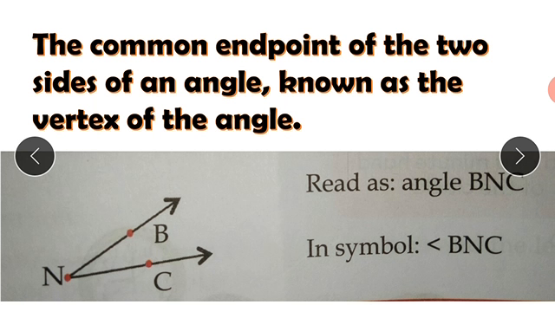The common endpoint of the two sides of an angle is known as the vertex of the angle. So these are the two rays, NB and NC. The common endpoint is the vertex. So we name this angle as angle BNC, or in symbol, BNC. The vertex is N.